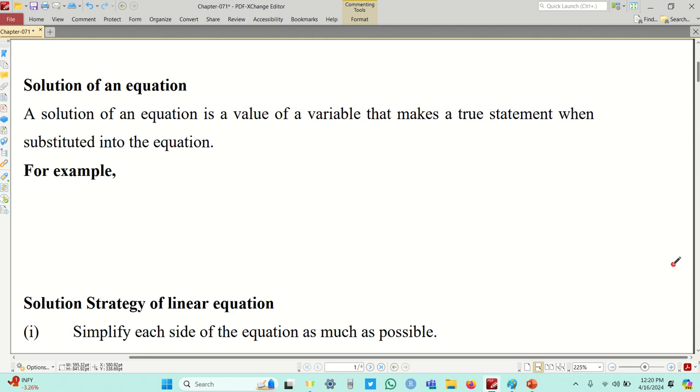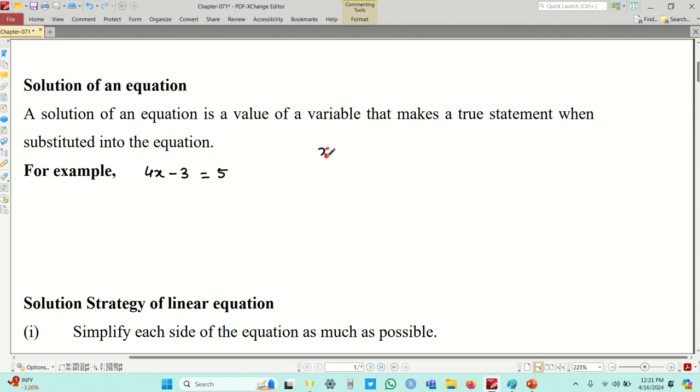Solution of a linear equation means a value of x that satisfies the given equation. What do I mean by satisfy the given equation? Say I am taking one equation, like 4x minus 3 is equal to 5. So this is the linear equation. Why linear? Because there is an equal sign and the power of x is 1. Okay, so this is a linear equation.